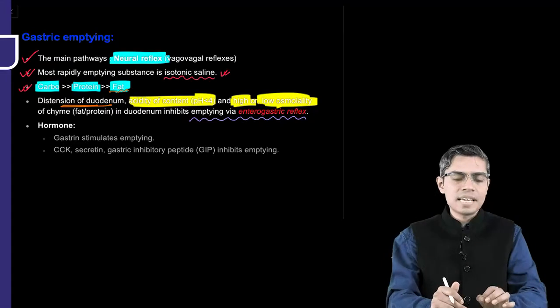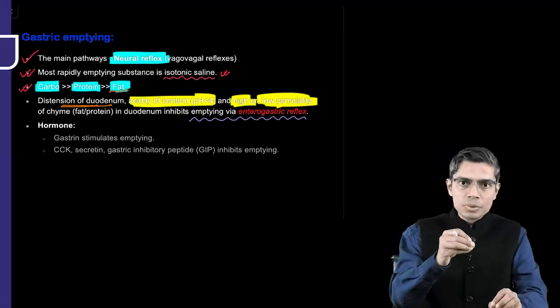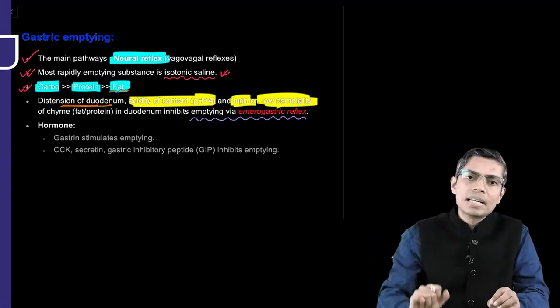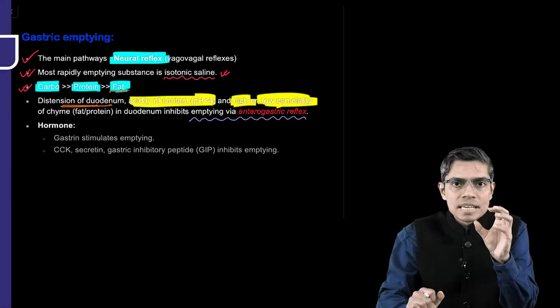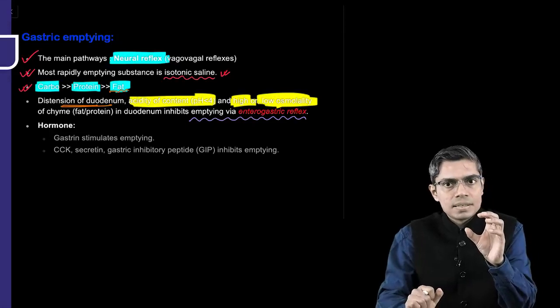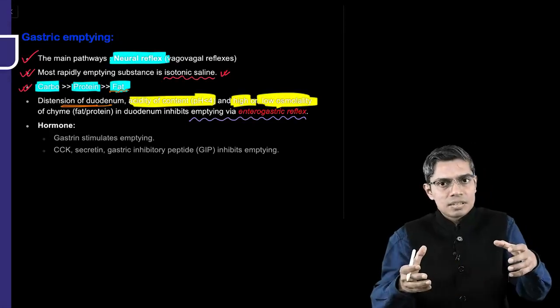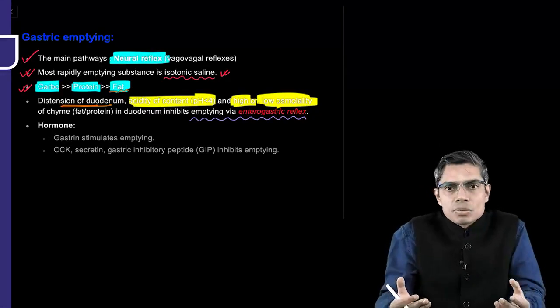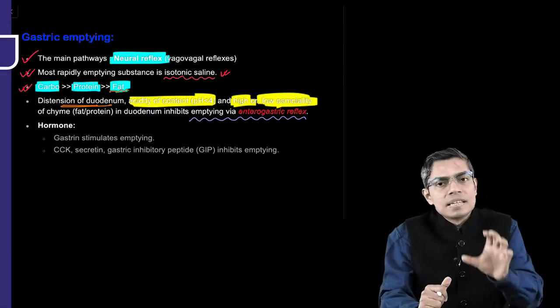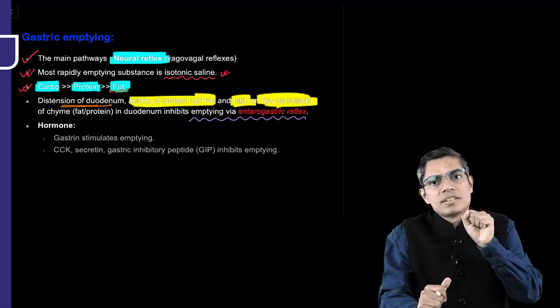enterogastric reflex, right? So the reflex is originating from the duodenum and it is inhibiting the pyloric sphincter. So this is known as the enterogastric reflex. Okay, whenever there is distension of the duodenum or acidic content in the duodenum or very high osmolar food is present in the duodenum, it causes contraction of the pyloric sphincter.